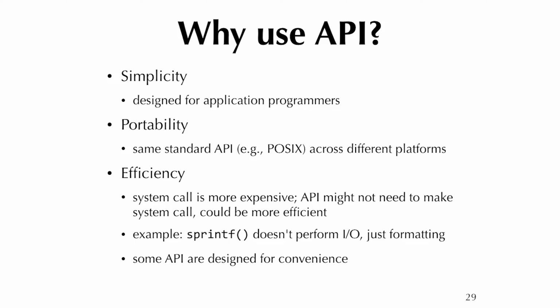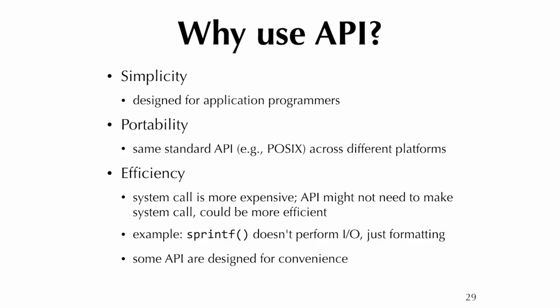So APIs are used for various reasons: simplicity, portability, efficiency. So we touched on these different reasons. Simplicity, really they're designed for the convenience of the programmer. You don't have to keep track of the length of your string, the null termination or anything. That makes it much easier, less burden on the programmer, less likely to make mistakes. Portability, so you want to be able to take your source code, recompile for different architectures and run. And so having some standard API like POSIX certainly is very helpful.